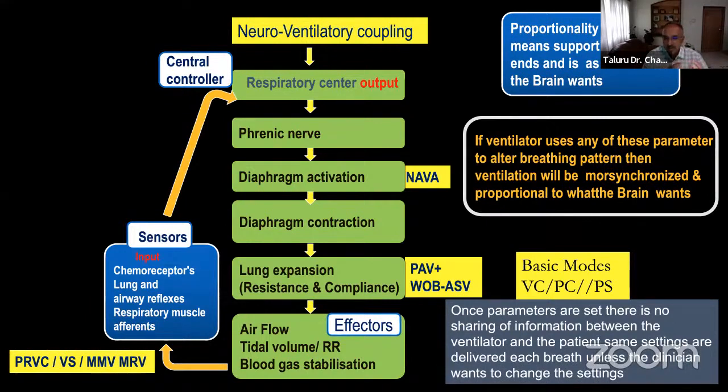Whereas whether it is in a volume support or a PRVC or a NAVA or a proportional assist ventilation, there is some communication. It analyzes what is going in, what are the pressures, what is happening. It tries to alter breath to breath. But in basic modes, we don't have this option. That's why we did a lot of research and we have come up with newer modes.